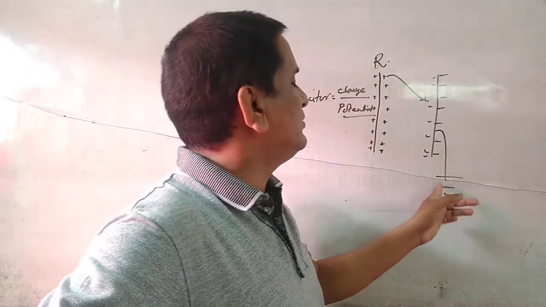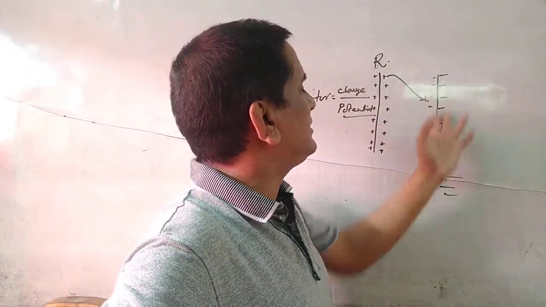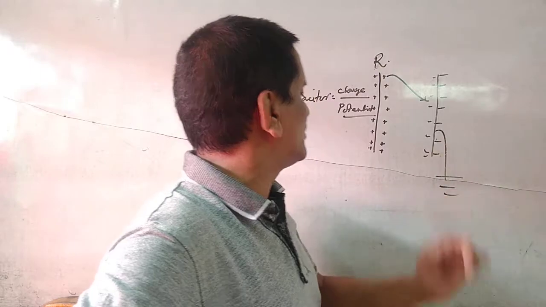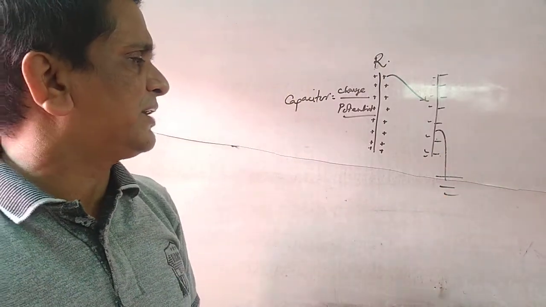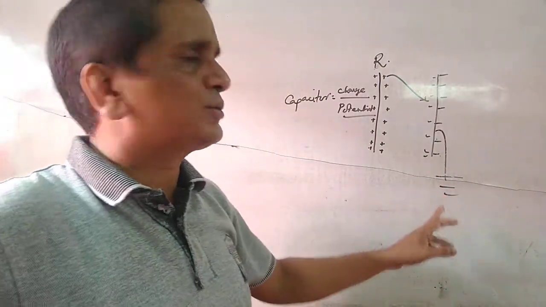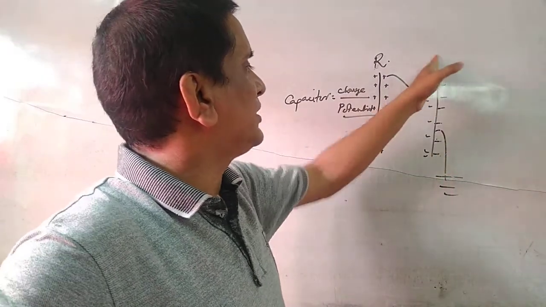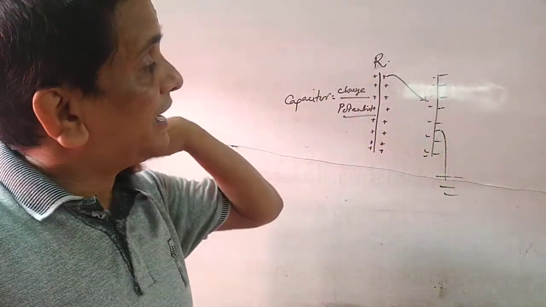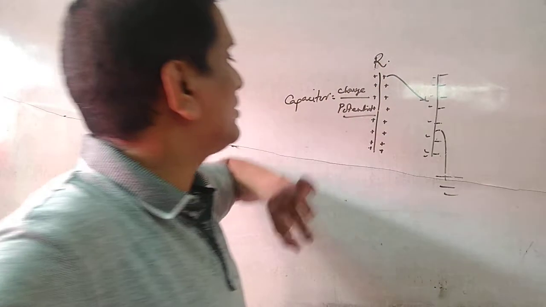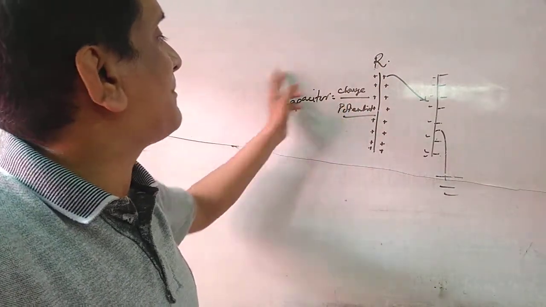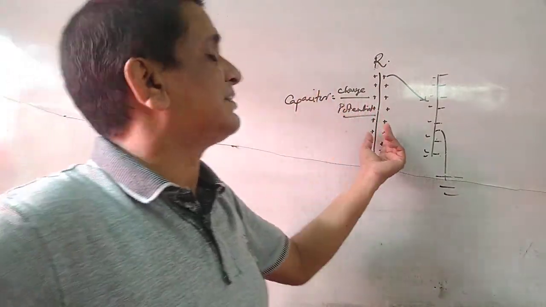Now when you earth it, all the positive charges will go towards that, because earth is a big conductor of negative charge. So this system totally becomes negative. Then what will happen? Here the potential decreases more. As the potential decreases more, the capacitance of the capacitor increases more.